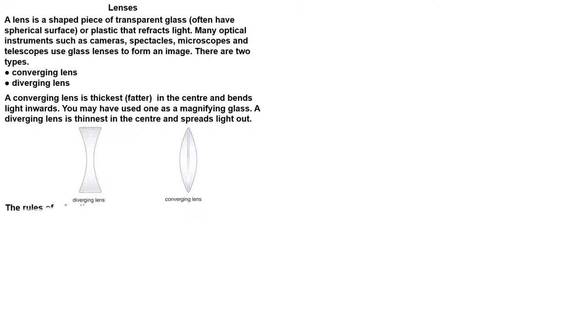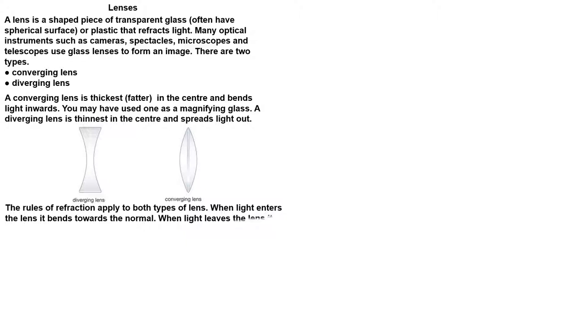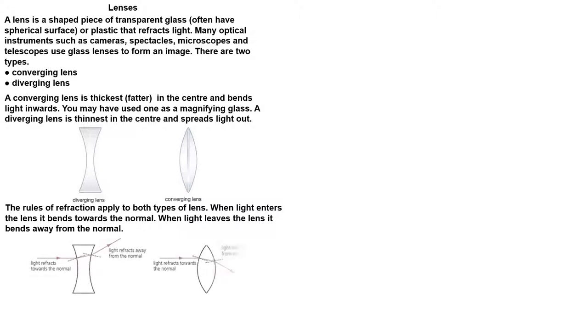The rules of refraction apply to both types of lens. When light enters the lens, it bends towards the normal. When light leaves the lens, it bends away from the normal. A converging lens bends light inwards. A diverging lens spreads light out.